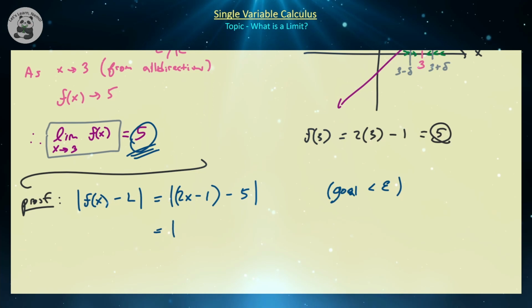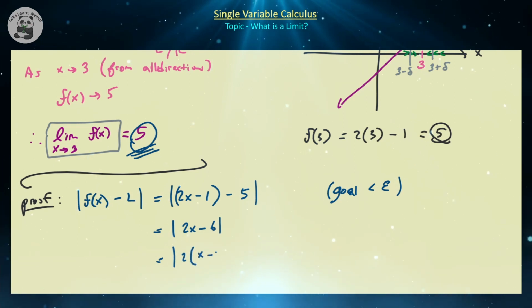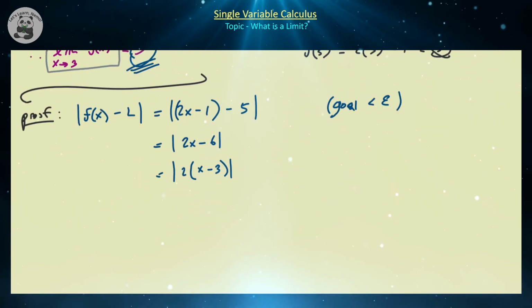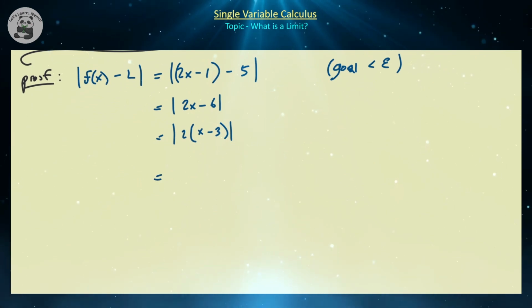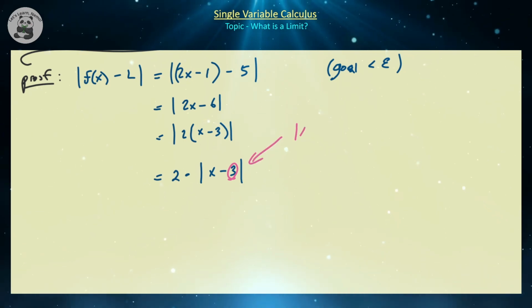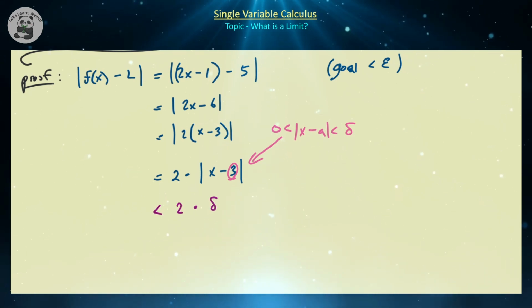So if we do a little bit of algebra here, notice we have minus 1 minus 5, which is going to be minus 6. And we can factor out that 2 there, so we have 2 times the absolute value of x minus 3. Since that 2 is a positive number, we can factor that out. Now keep in mind that the domain value we're focusing on is 3, right? So in the definition, this is our x minus a, which should be less than delta. So if that's less than delta, then this is going to be less than 2 times delta.